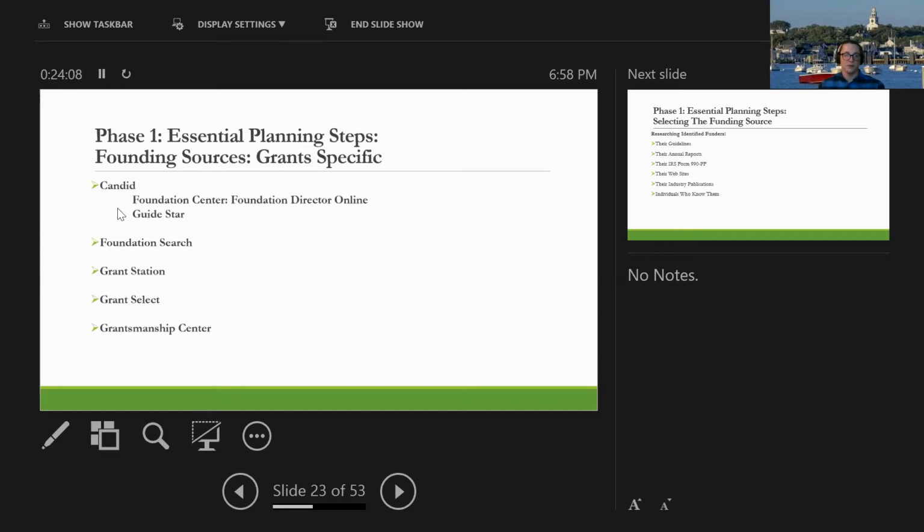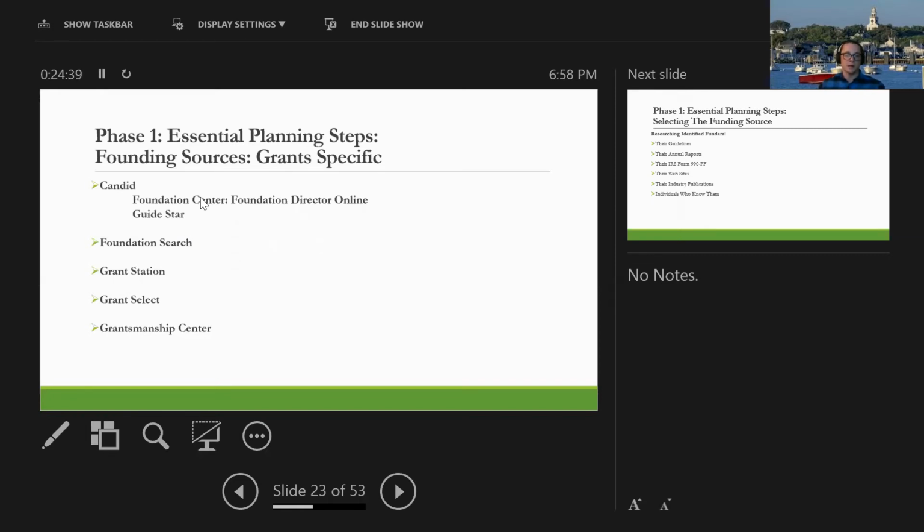Now, Candid recently bought GuideStar. Think of GuideStar as the LinkedIn for nonprofits. Again, you can use GuideStar for free. It's very limited, but you can do a search. You will find organizations for grantees and grantors. So you're going to get everybody. And what you're going to get with the free version is basically just basic profile information and access to their 990, which is useful.